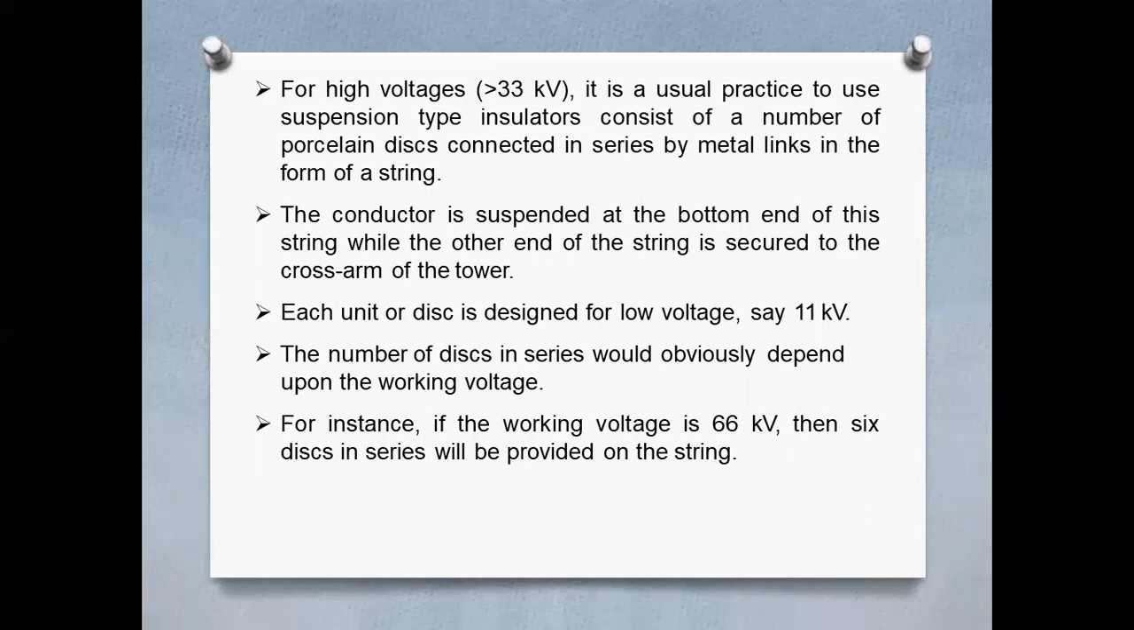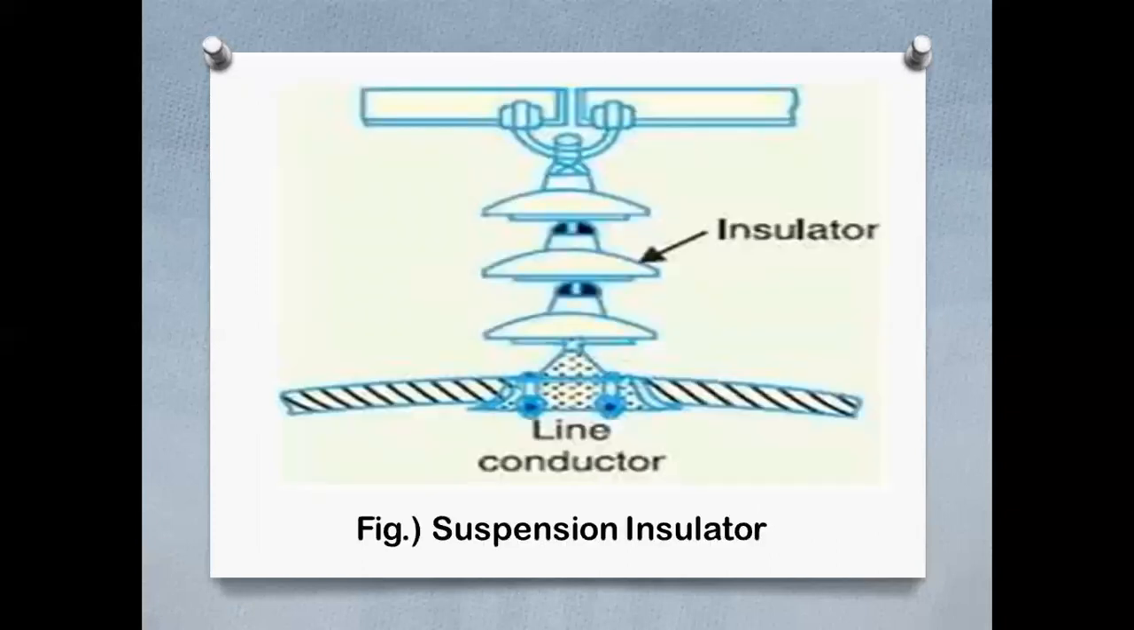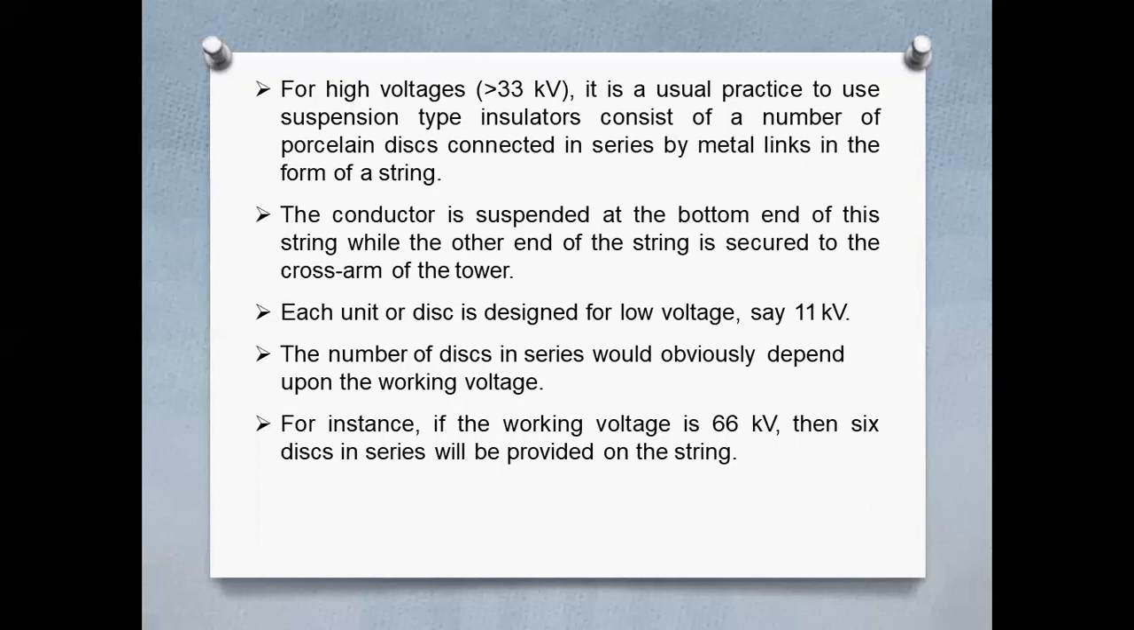Each unit or disc is designed for low voltage. Here they have a number of discs, and each disc will be 11 kV, according to the voltage range. So if it is 44 kV, we take four discs, that is 11 into 4 gives you 44. You have to study numerical problems based on this, and you will have a better understanding when you do them: how we calculate the efficiency, how many discs we use. Theoretically, the number of discs in series would obviously depend upon the working voltage, as I told you now.